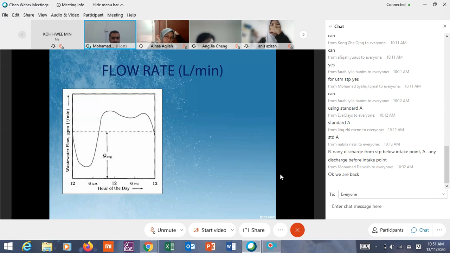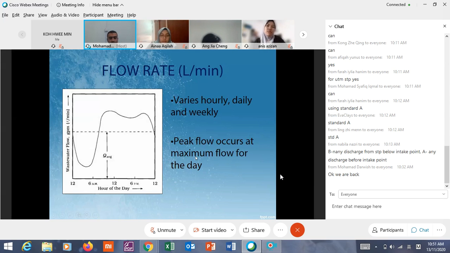So the water usage becomes very high. During the day, it's still high. Then after 7, 8 a.m., 9 a.m., 10 a.m., until it reaches 12 midnight again, the water usage becomes lower, and then we continue the cycle. So it varies hourly, daily, and weekly. The peak flow occurs at the maximum flow for the day.